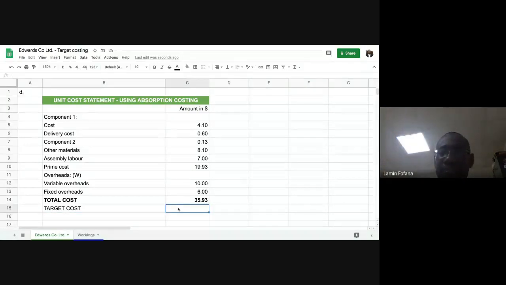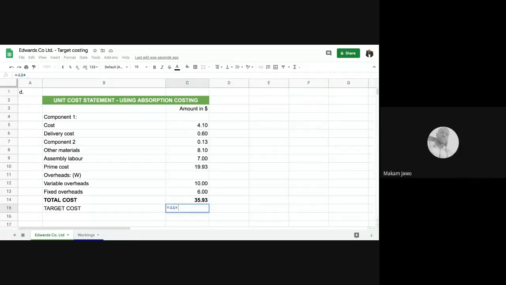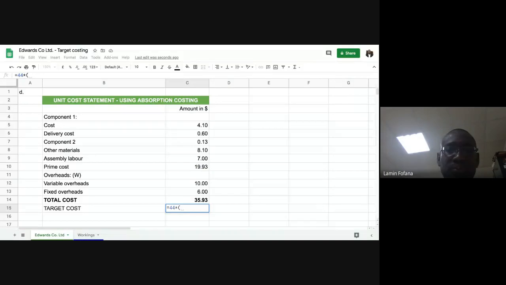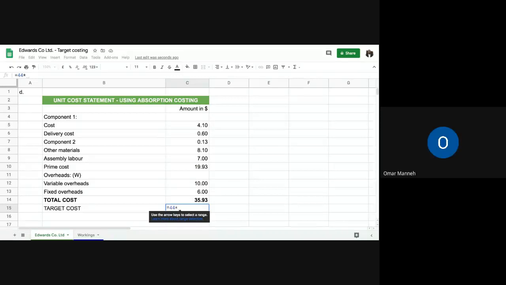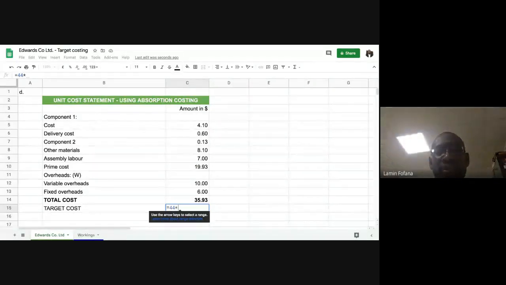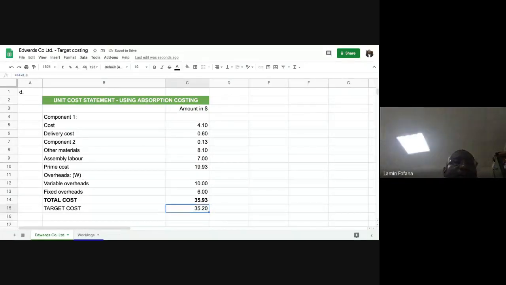How do we calculate it? We say equals 44 multiplied by, instead of multiplying by 20% and subtracting, you can just take 20% away from 100%, and you are left with 80%. 80% is 0.8. So directly you can apply 44 multiplied by 0.8. It's the same thing as 44 multiplied by 20% and deducting that from 44. As accountants, we don't do that.